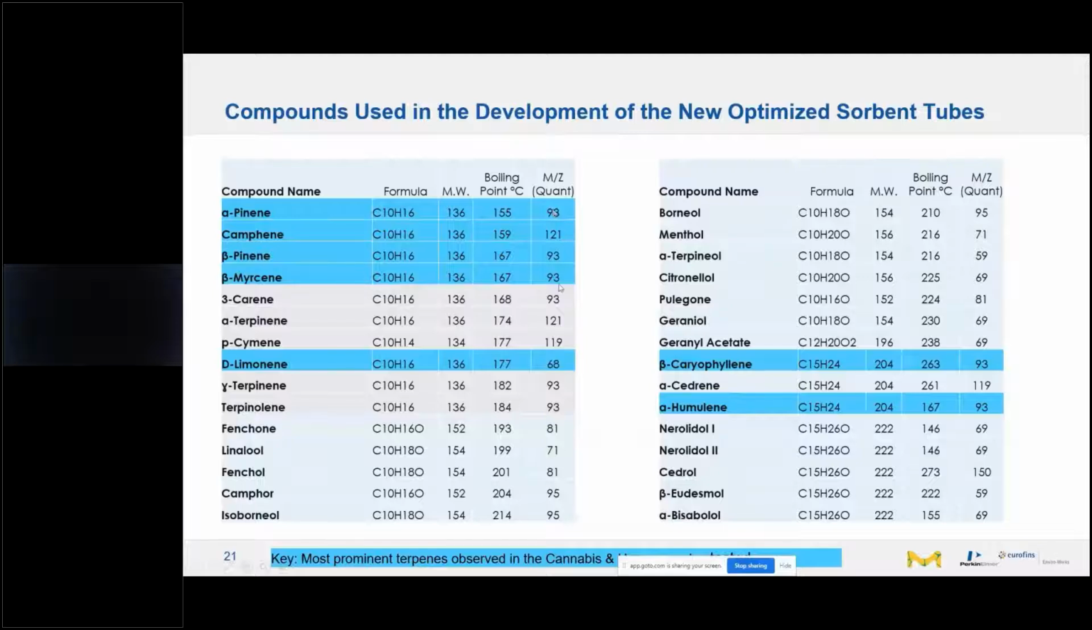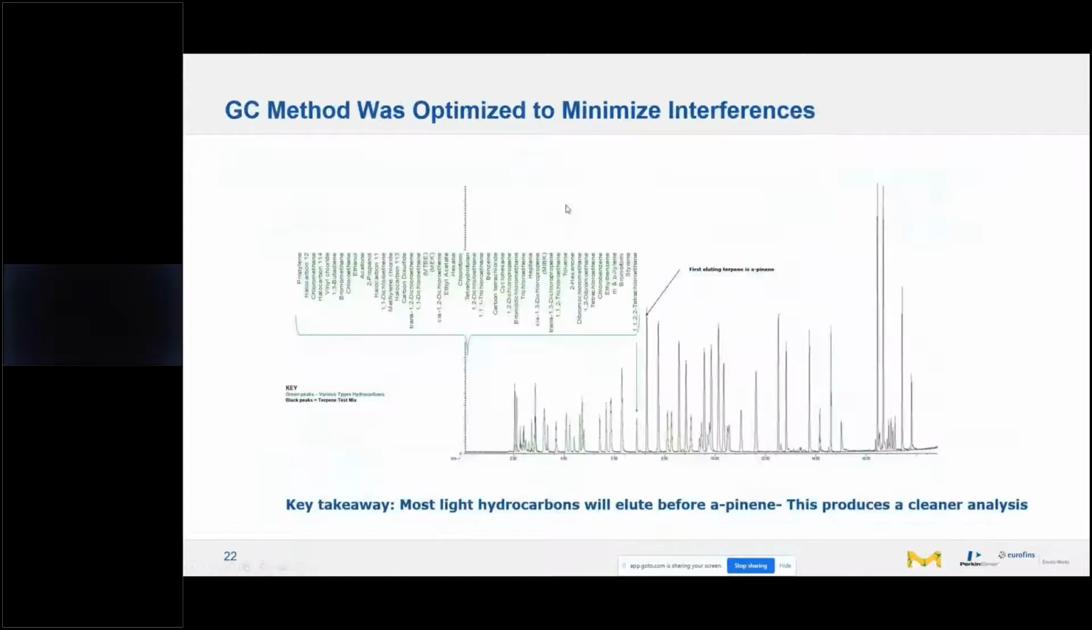And Jamie went out to the field, and I think he had fun while he was doing this because I saw pictures. So here are the components of interest that we investigated. The shaded targets are the ones that were most prevalent and observed from cannabis and hemp. Here's an example of a real field sample. We looked at if there were any interferences.